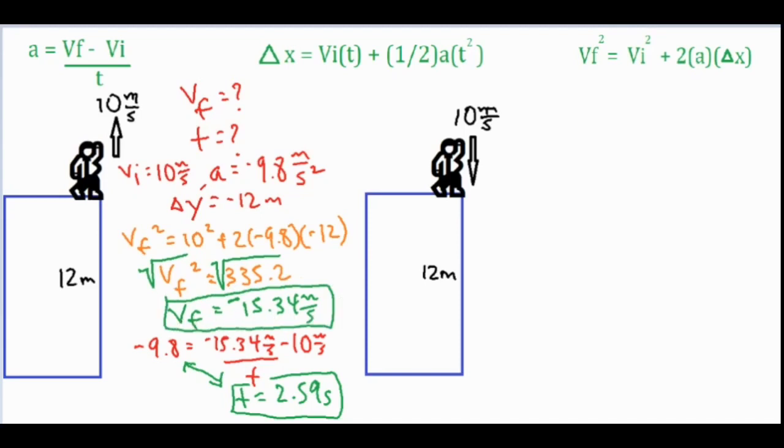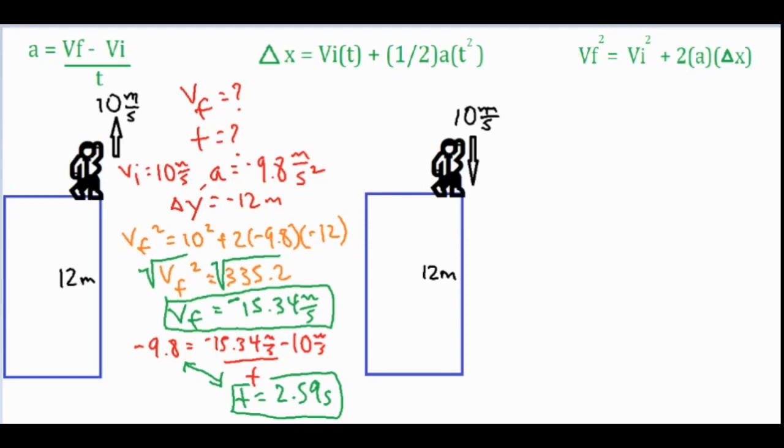All right, so I plugged everything in. I put in my new VF minus the VI divided by t equals the acceleration, and I basically just cross multiplied the negative 9.8 and the t. Those switched spots, so then we had a negative 25.34 as the numerator divided by the negative 9.8, and I have a total time of 2.59 seconds. All right, so that completes the first two solutions for finding our VF and our t.